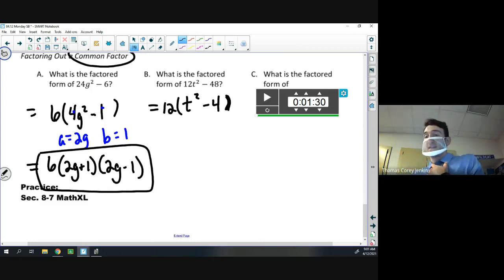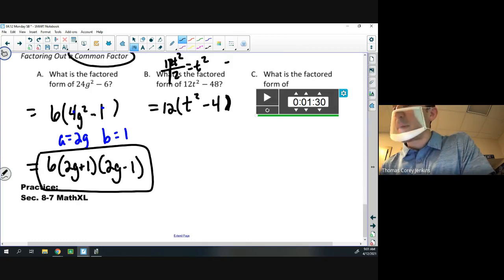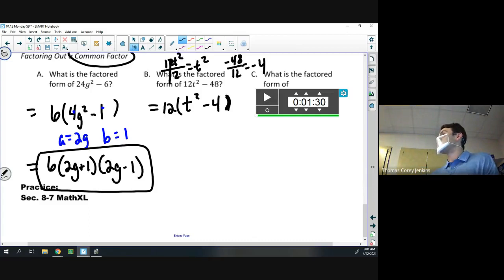Well, yeah, actually, that's it. Sorry. So, yeah, that's it. T squared minus 4. So, just 12, 12t squared, because we're still having trouble with this. That's why I'm writing it out. 12t squared over 12 is just t squared. And minus 48 over 12 is minus 4. That's what we're doing to get those 2 terms.